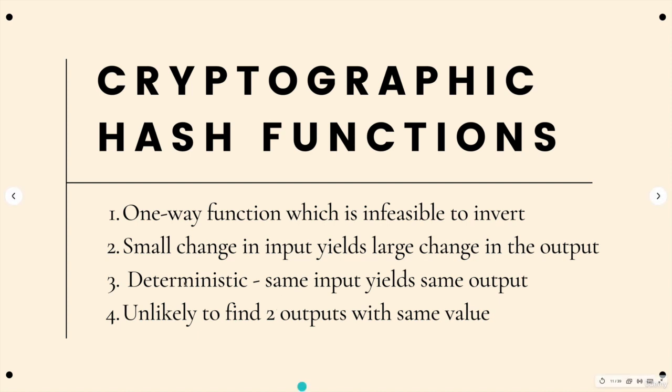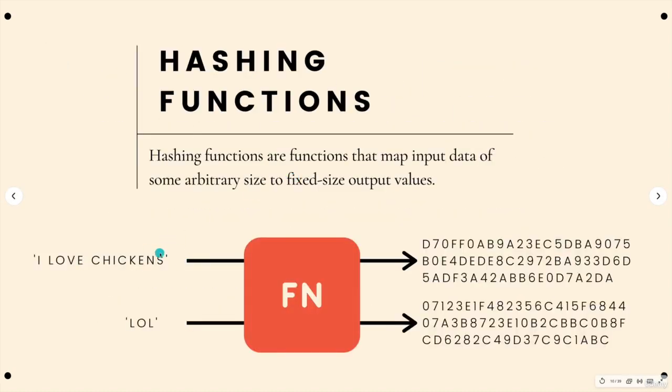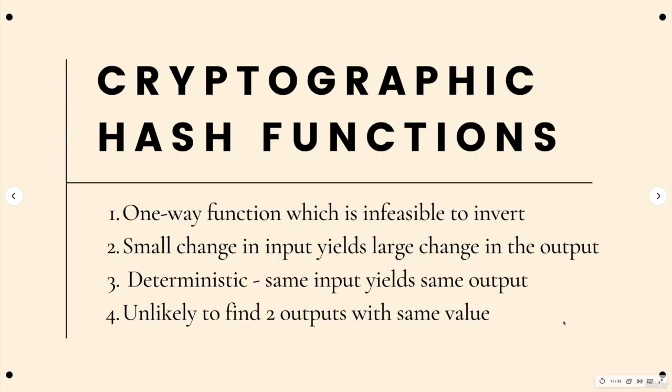Probably the most important one to talk about up front is that cryptographic hash functions need to be deterministic, meaning that the same input always yields the same output. In other words, if we go back to this example, I love chickens should always yield this output. Whatever it is, if that's the input, it should always yield that output. LOL should always yield this output. So whatever the output is, it should be consistent. There shouldn't be any variability in what you get for the same input.